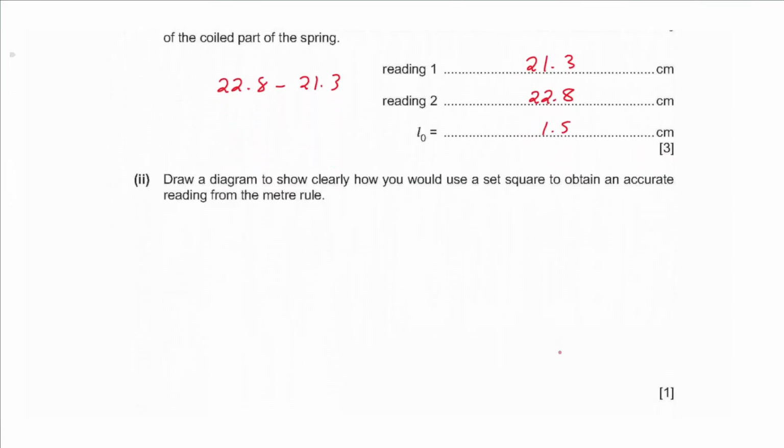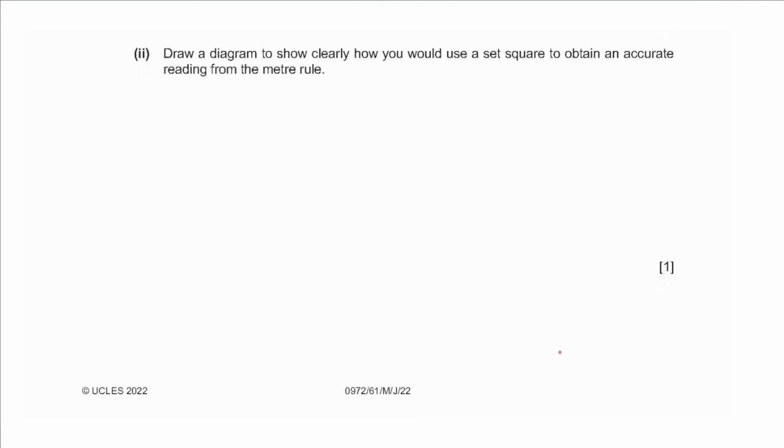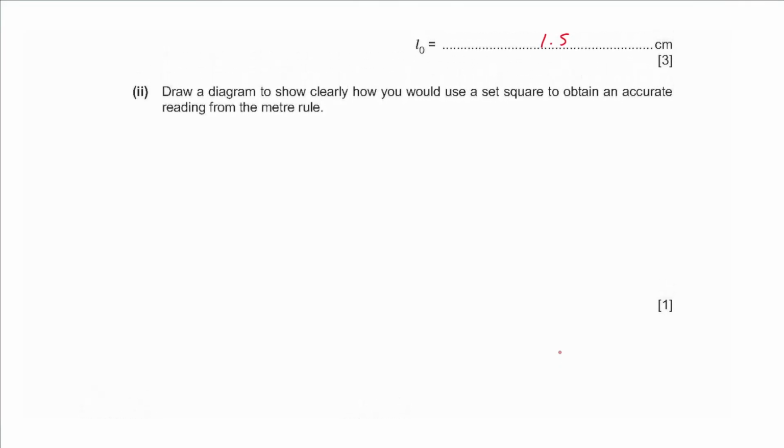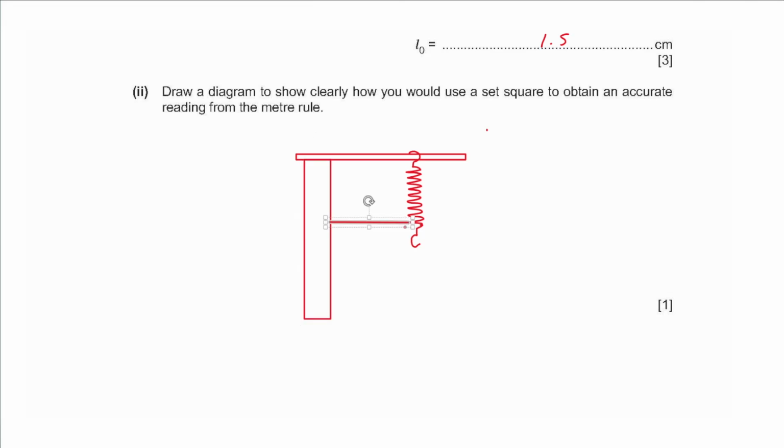Part B(i) says draw a diagram to show clearly how you would use a set square to obtain an accurate reading from the meter rule. So using the set square to read the meter rule means that we are going to use a set square as a pointer. So we can draw the part of the clamp which carries the spring, and then we can draw the spring as a question mark, then a coiled part of a spring, and then an inverted question mark. Then we draw a rectangle for the ruler and a triangle for the set square, which is pointing towards the spring like this. And now we label the diagram. So here we have the spring, the set square, which is the triangle, and the rectangle is the rule or the meter rule.